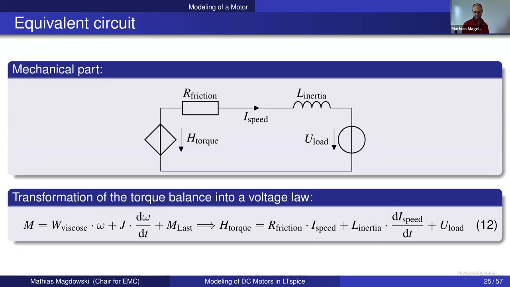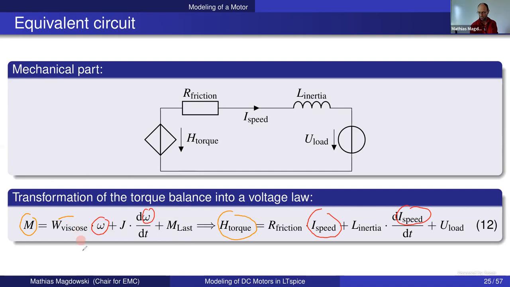So you can see that from the torque, we convert the torque into a voltage. A voltage that is also one controlled source proportional to the torque. And let me use different colors. So the angular speed here and the angular speed here, we convert as done before into a current and a current here.